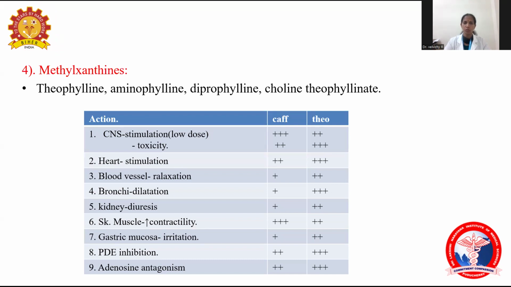Then we'll move on to the third group of drugs, methylxanthines. Previously, these drugs have been used widely, but now with the help of beta-2 agonists and corticosteroids, this is called the second-line drug in bronchial asthma. The first-line drug is always inhaled beta-2 agonist with inhaled corticosteroids. Okay, methylxanthine examples are theophylline, aminophylline, diprophylline, all those things. This group of drugs is a highly potent CNS stimulant. It also stimulates the heart and blood vessels, causes bronchodilation and diuresis, and increases skeletal muscle contractility.